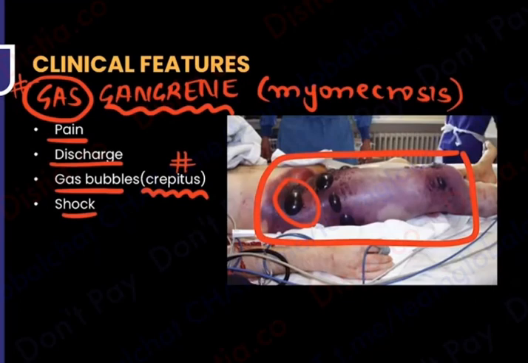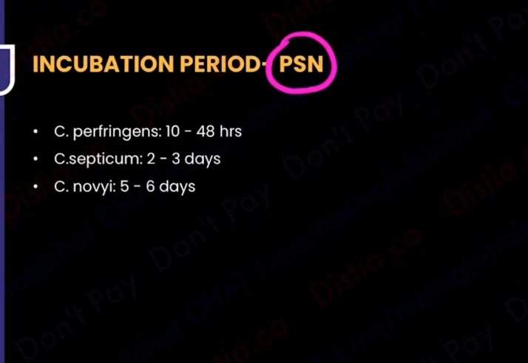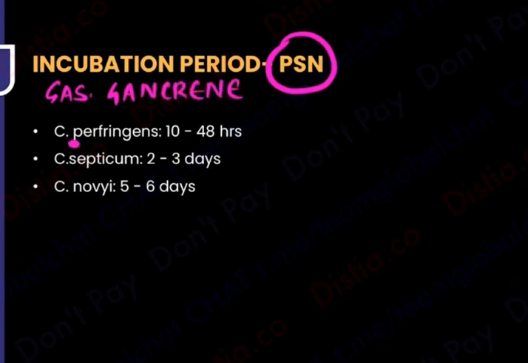So now my question to you is, you understood gas gangrene is caused by Clostridium perfringens, but is Clostridium perfringens the only organism that causes gas gangrene? No. Remember, gas gangrene is caused by PSN, not PSM. It is PSN. P for perfringens, we know. Septicum and novi. Perfringens, septicum, novi.